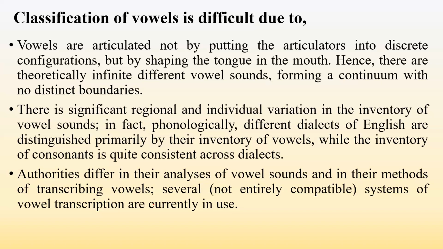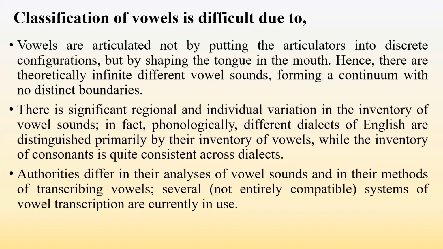Now there are reasons. Vowels are articulated not by putting the articulators into discrete configurations, right? But by shaping the tongue in the mouth. Unlike consonants, where articulators are moving and making contact with other articulators, with closures, obstructions, and a lot of things happening, one vowel is different from another vowel maybe due to a slight change in the tongue position.